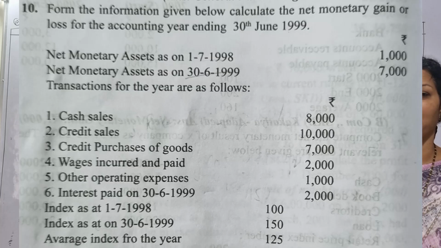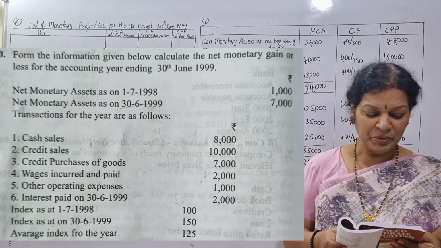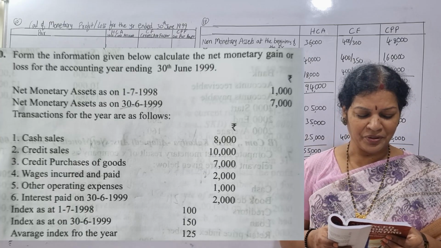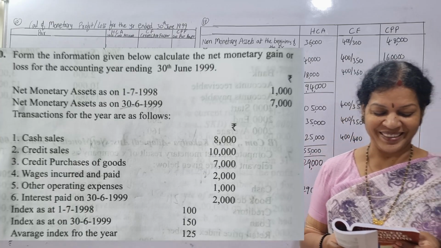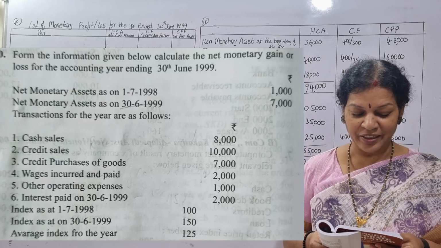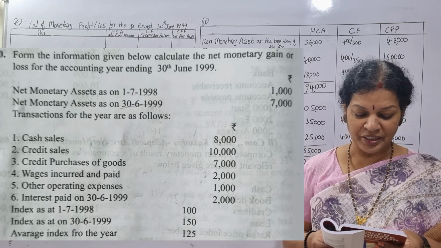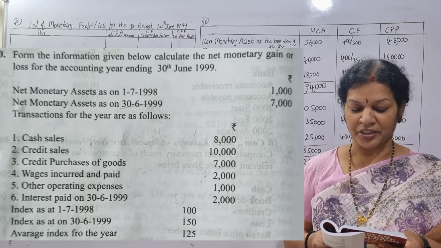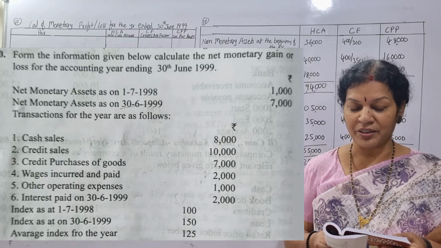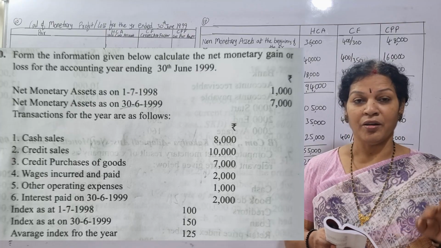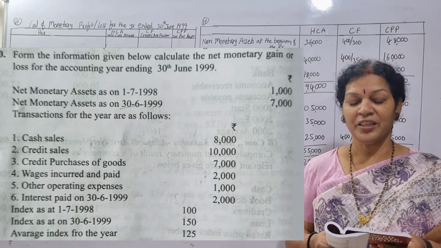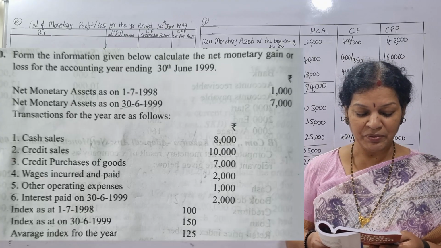First, let me explain the problem. The problem is said like this: from the information given below, calculate the net monetary gain or loss for the accounting year ended 30th June 1999. So some information is given. According to that, you have to calculate the net monetary loss or gain, whatever it may be. That is for the year ended 30th June 1999. What is given to us?